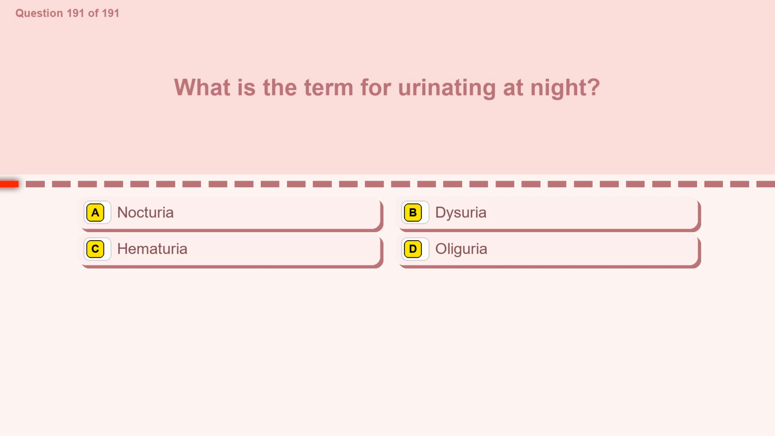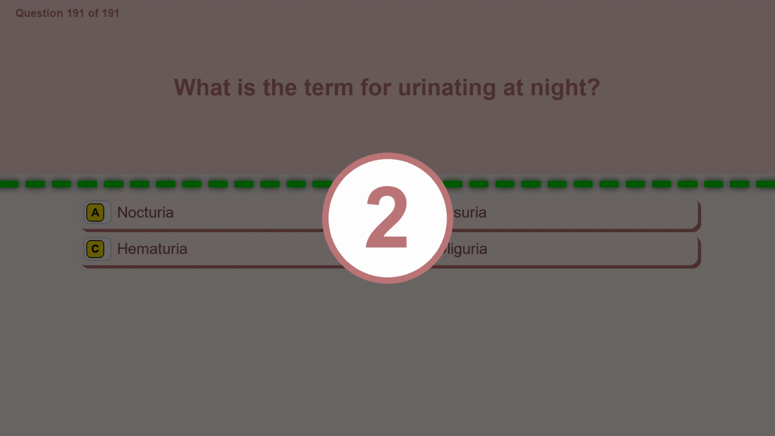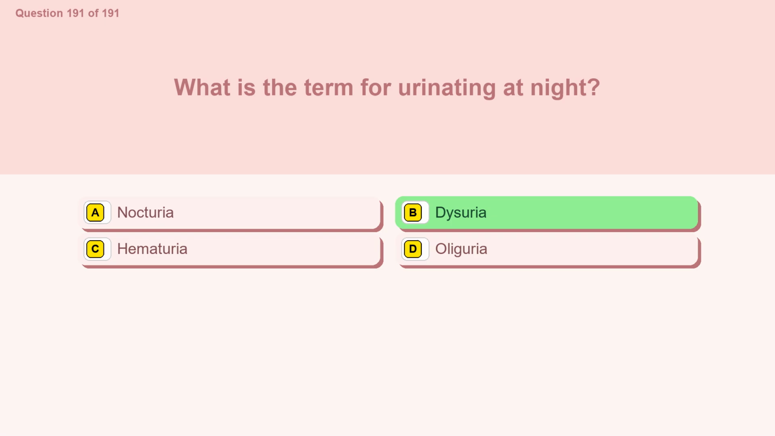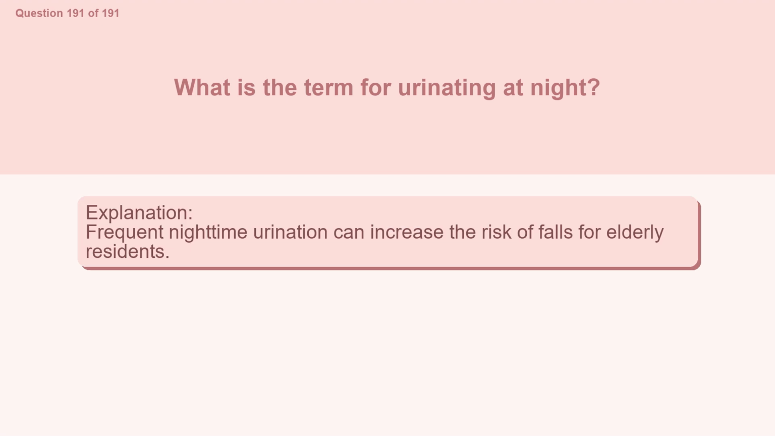Question 191. What is the term for urinating at night? Option A, nocturia. Option B, dysuria. Option C, hematuria. Option D, oliguria. The correct answer is option B, dysuria. Frequent nighttime urination can increase the risk of falls for elderly residents.